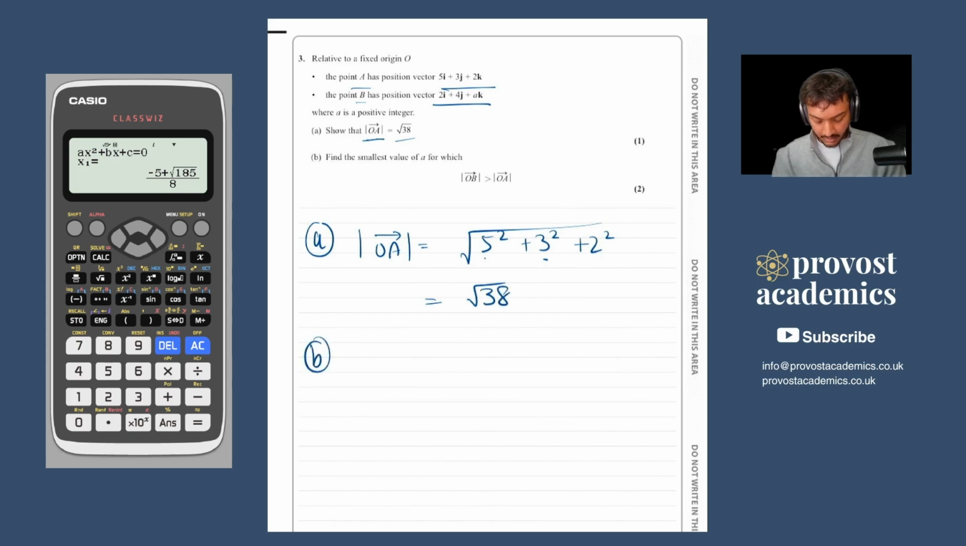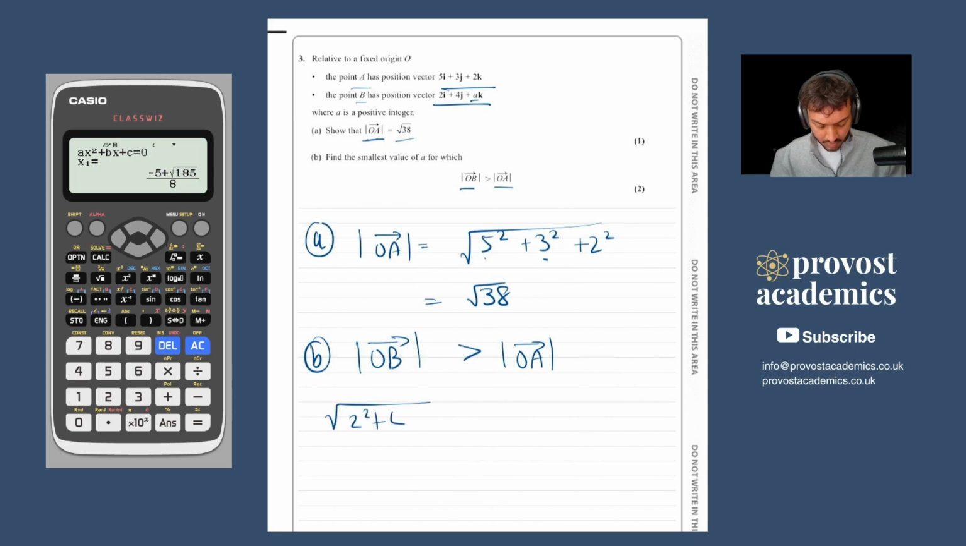Cool. Part B. So now I want to find the smallest value of a for which the magnitude of B is greater than the magnitude of A. Okay, so we can just set up two equations. On one side we'll have the magnitude of B, and the other side we'll have the magnitude of A, and hopefully we'll solve it out so that we find what the smallest value of a needs to be, a being one of the components in the B vector. So what do we have? So we write down the equation that we're going to be using.